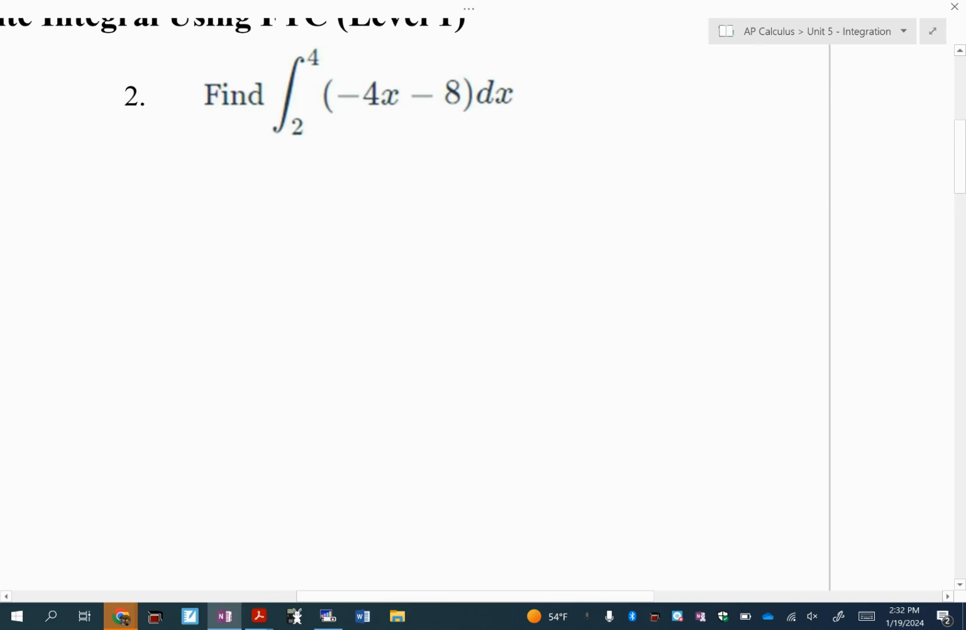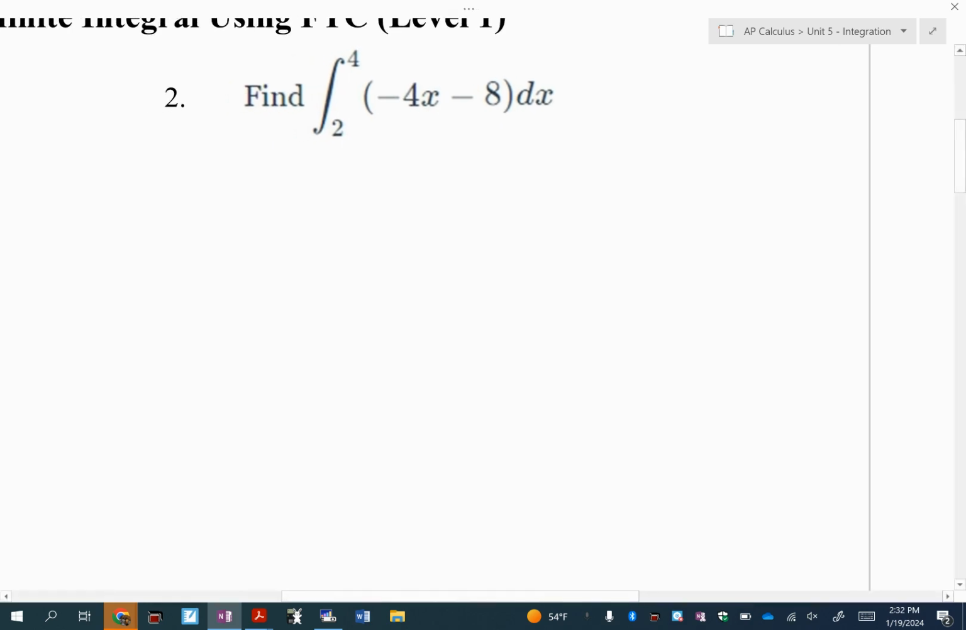Number 2. It's another definite integral. I see my limits of integration are going from 2 to 4. Let's find the antiderivative of negative 4x. So I'm going to put x squared. What does the number in front need to be so that when I take the derivative of this, I get negative 4x? Negative 2x squared would be correct.